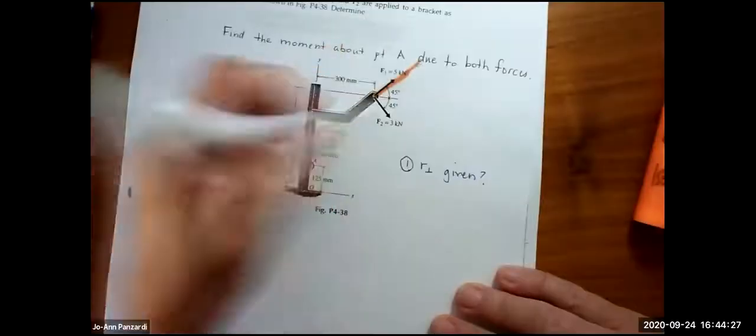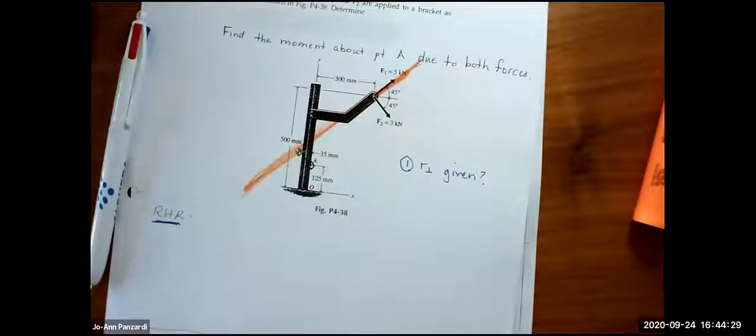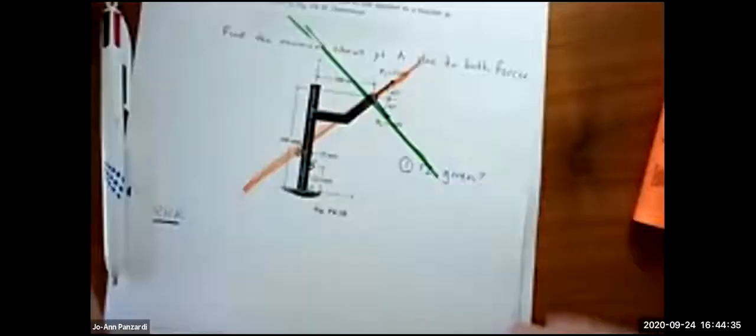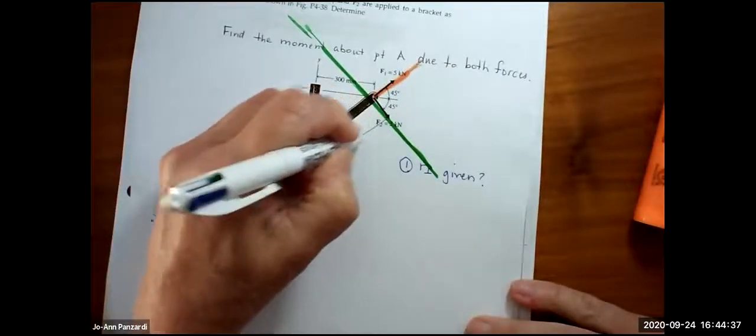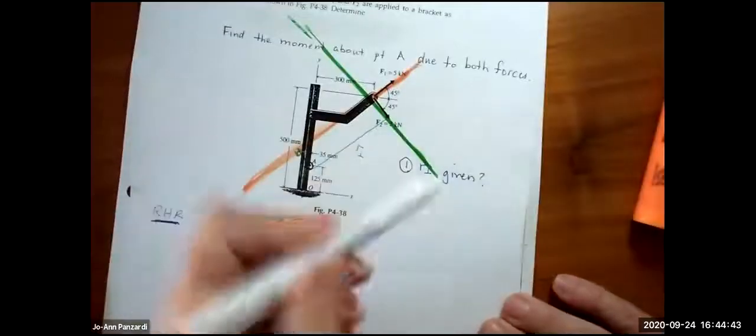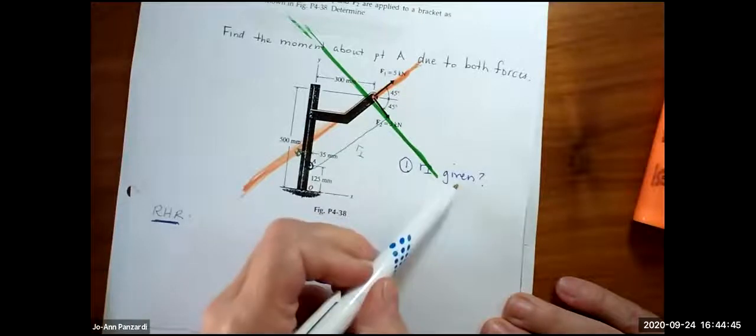How about for F2? Here's F2. Jordan, is the perpendicular distance between A and F2 given? No, it's not. So the first thing you're doing is you're checking to see if you have the perpendicular distance.